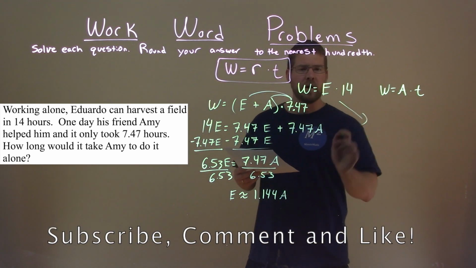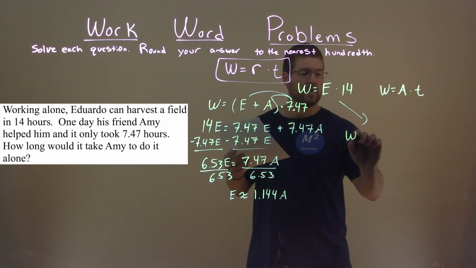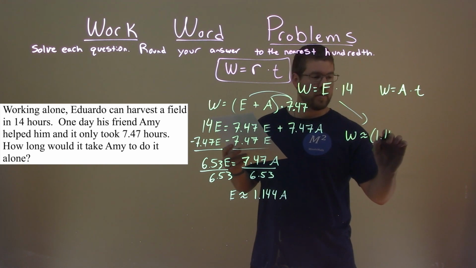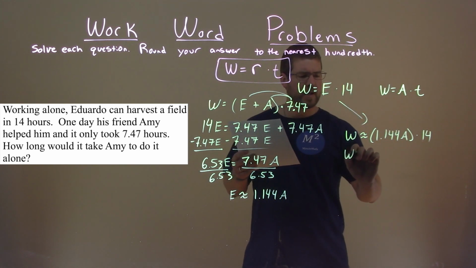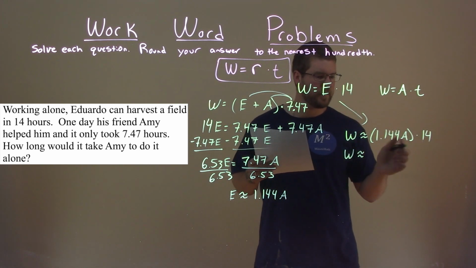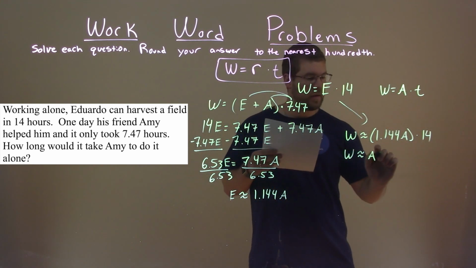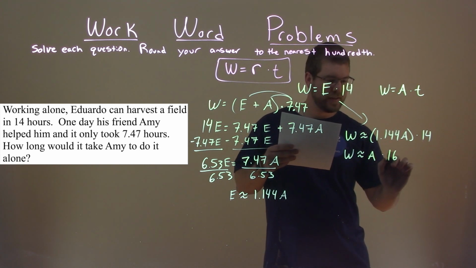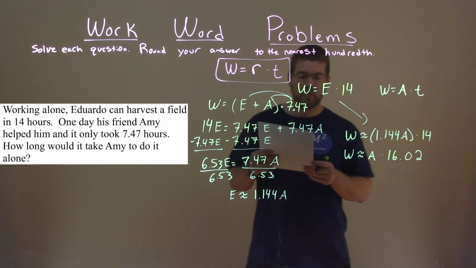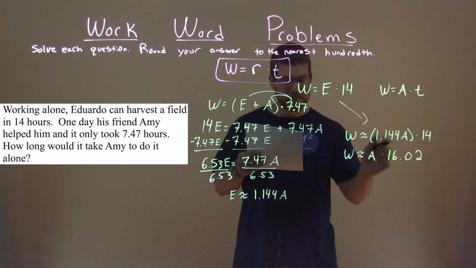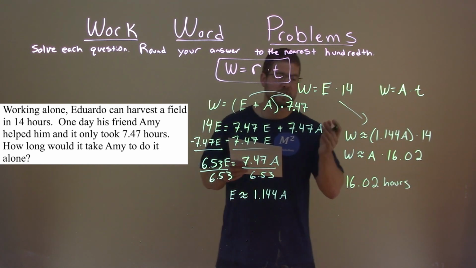Well, in our formula for Eduardo here, we're going to take that E and replace it with 1.144A. So the work here now is approximately 1.144A times 14. If we rearrange this formula, because it's all being multiplied, we can put A first and multiply 1.144 times 14, and we get a rounded answer of 16.02. And we can see how that lines up with our formula for Amy. So Amy's time, we can see now, would be 16.02 hours to harvest the field.